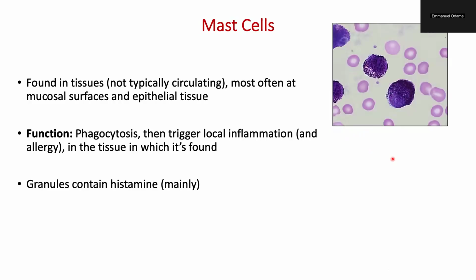So the next one is mast cells, and they are found in tissues, not typically circulating, but most often at the mucosal surface and the epithelial surface. Their function is also similar. They come in and just engulf any pathogens that they can find. They are mostly triggered in localized inflammation, and they have granules that also contain histamine.